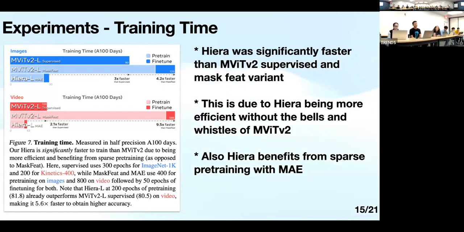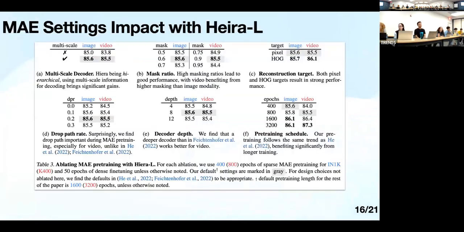Since this model is a hierarchical vision transformer, but it doesn't have anything like convolutions, it gets rid of the global attention mechanism, and also this model for pre-training was benefiting from the sparsity that comes from the masked autoencoder.